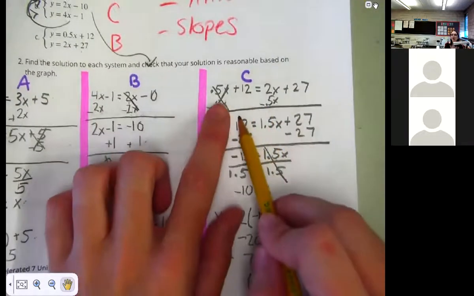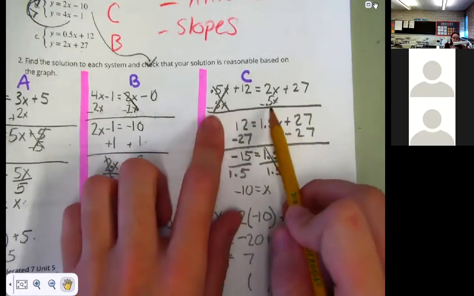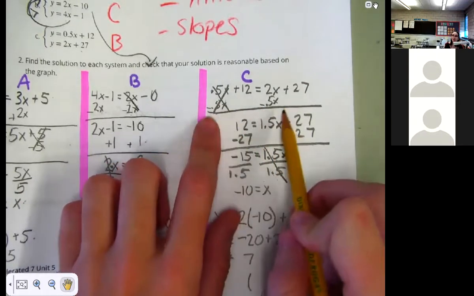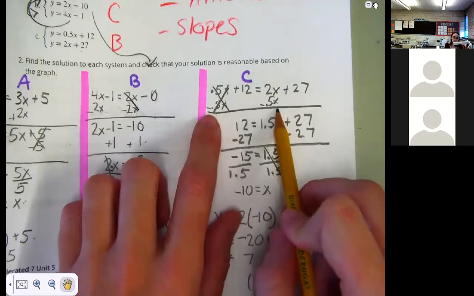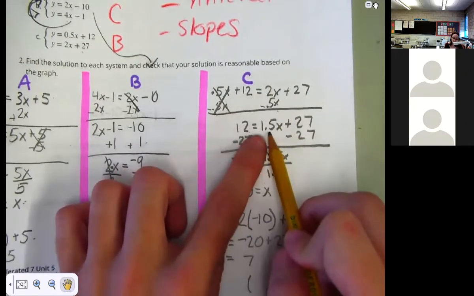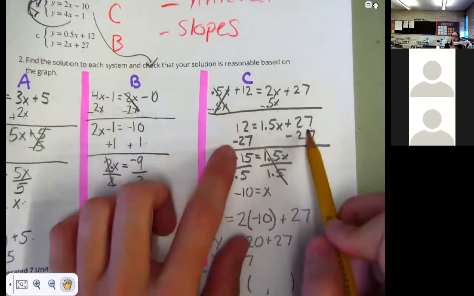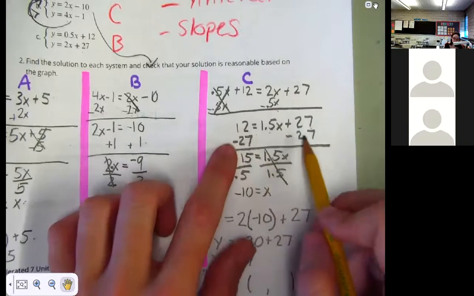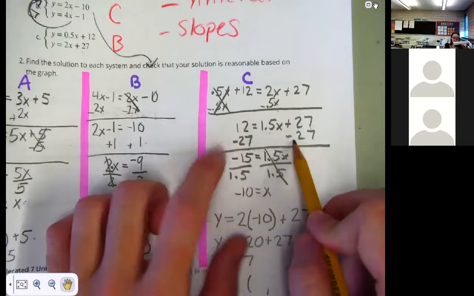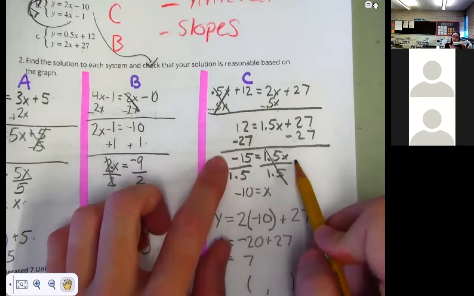So it's 0.5x plus 12 equals 2x plus 27. I subtracted the 0.5x from each side because that is a smaller number. I got 12 is equal to 1.5x plus 27. I had to bring my constants over to the left side, so I subtracted 27 from each side. Negative 15 is equal to 1.5x.